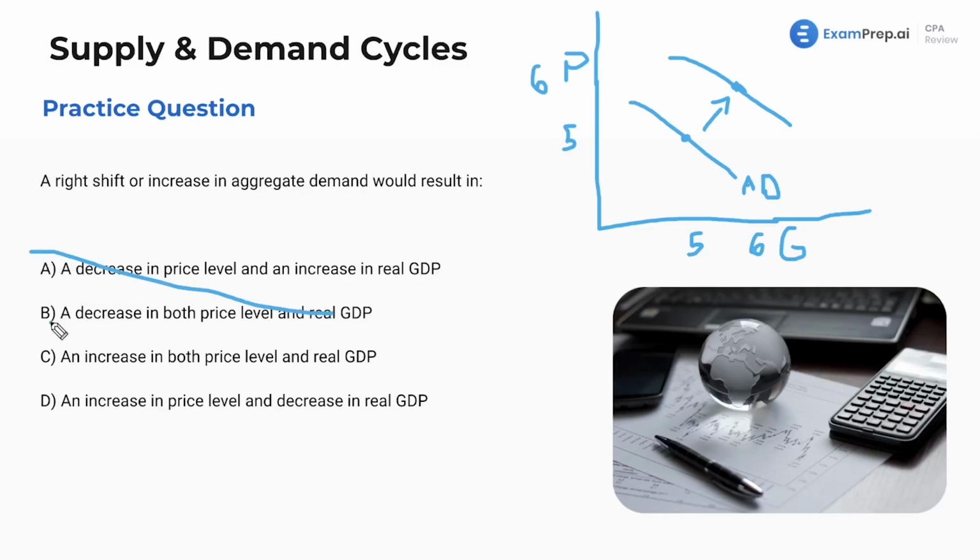Not any of these other ones, because these other ones have a decrease in price level. Nope. Decrease in both. Nope. And decrease in real GDP. Nope. So leaving just letter C. Boom. There we go. Wonderful. Let's keep moving on.